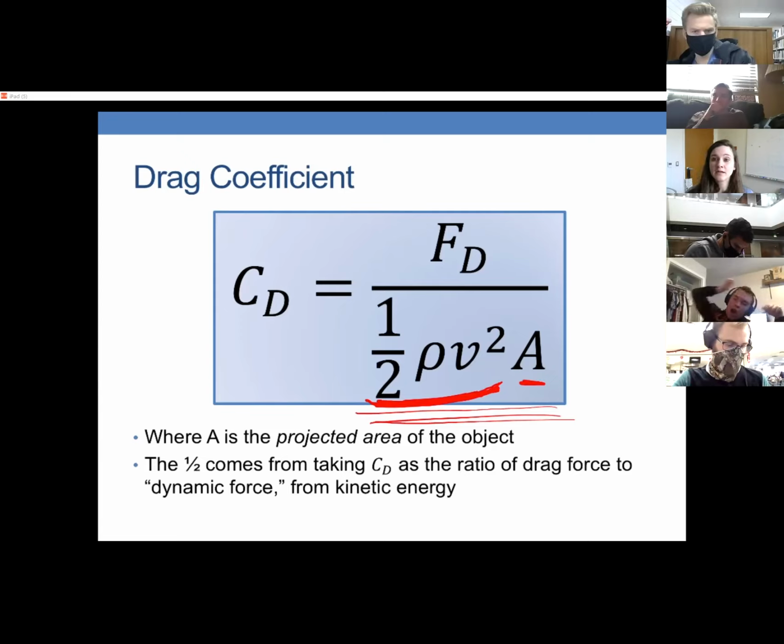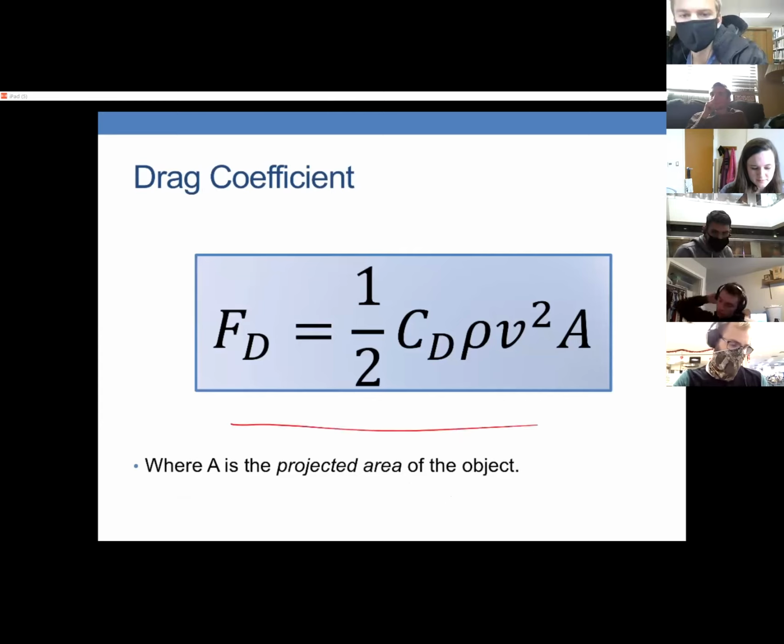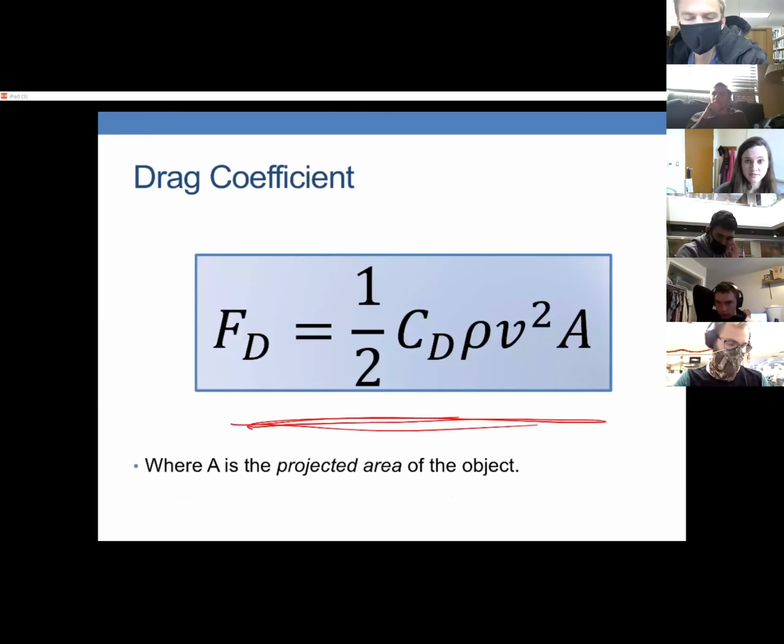Now, how do we figure out what the drag coefficient is? Again, we talked about how you can do it using dimensional analysis and with models and wind tunnels, but we can also rearrange the drag force like so. This becomes the equation for drag force.